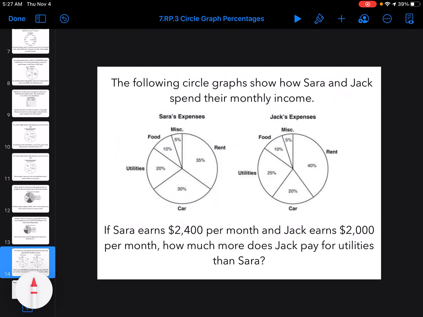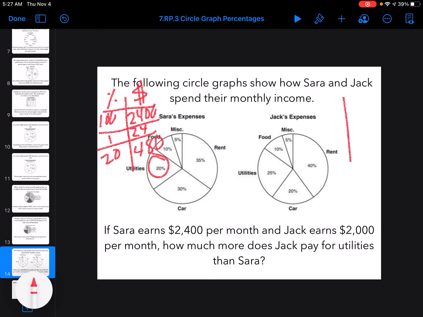The following circle graphs show how Sarah and Jack spend their monthly income. If Sarah earns $2,400 per month and Jack earns $2,000 per month, how much more does Jack pay for utilities than Sarah? Okay, well, I'm going to have to make two tables. So utilities is this one. So I'm dividing by 100. So I'm doing 24 times 20. And I get $480.